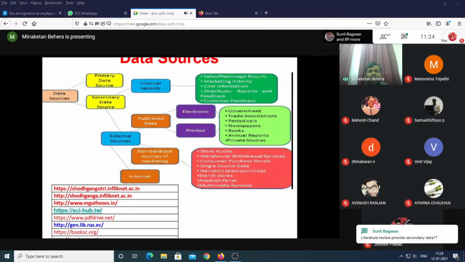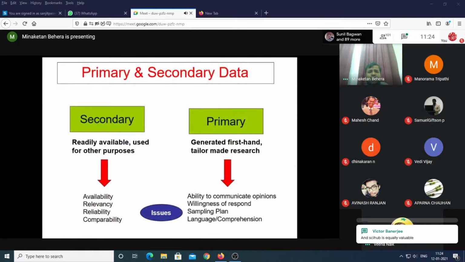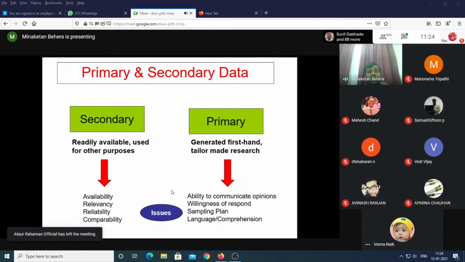On that point, I have already explained this. Now availability, relevancy, reliability, comparability: whether you can compare or not. Whatever secondary data you have taken, whether you will be able to compare it or not, you have to take care of this. Now this is something about your secondary data.